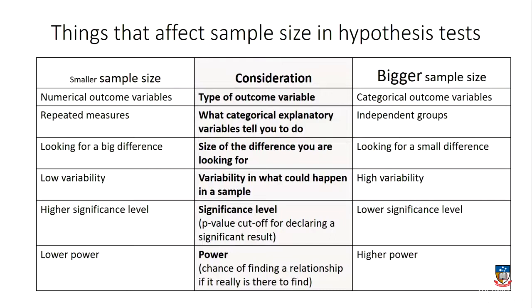So those last two rows, most of the time it's chosen for you. You just run with the standard. The variability is chosen for you as well. There's nothing you can do about that. But the difference you're looking for, you can decide to look for a bigger difference and just know that you're not going to be able to find anything smaller. And you get to choose the way that you measure your variables, and you get to choose how to set up your experiment most of the time. And so they can make differences to sample size.